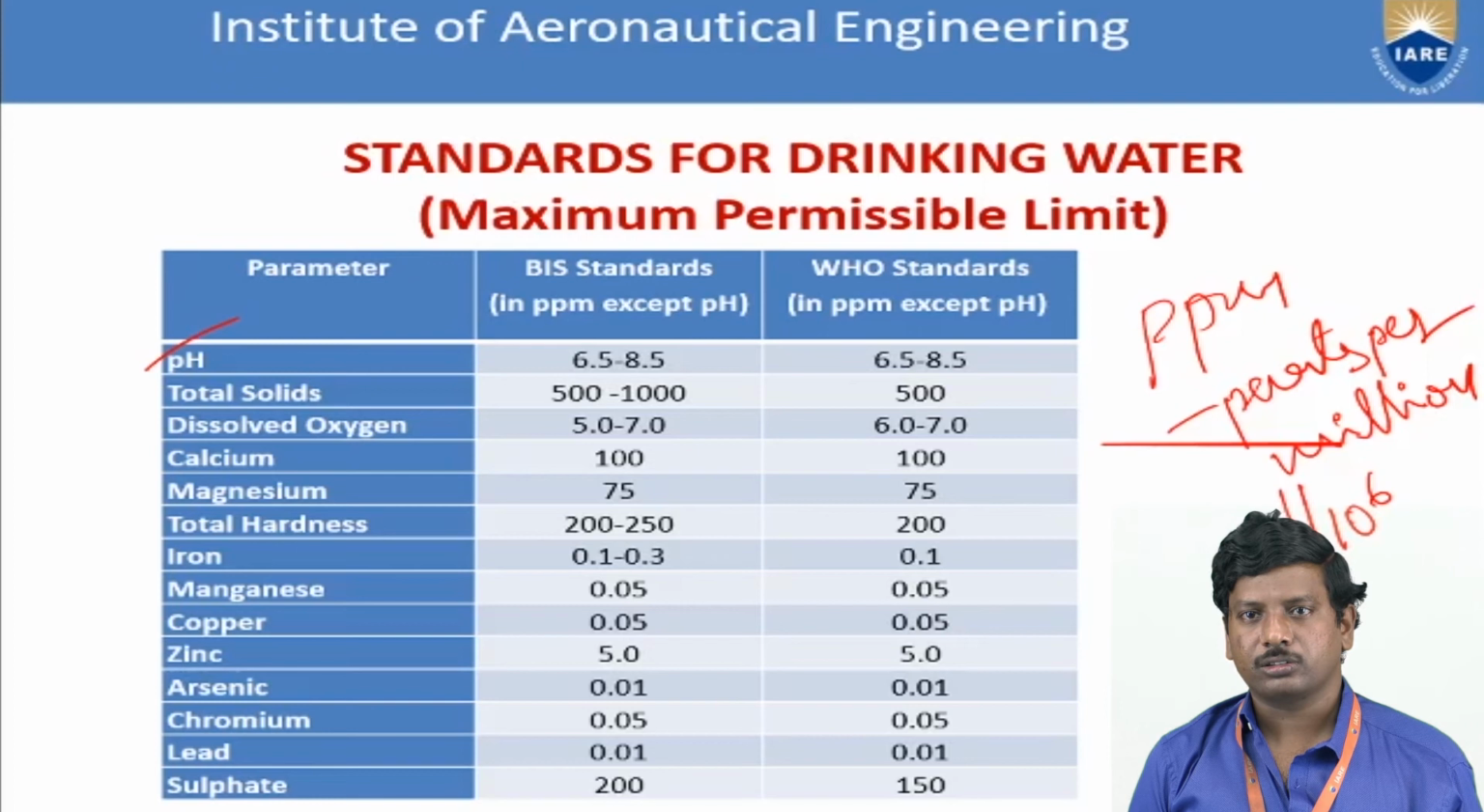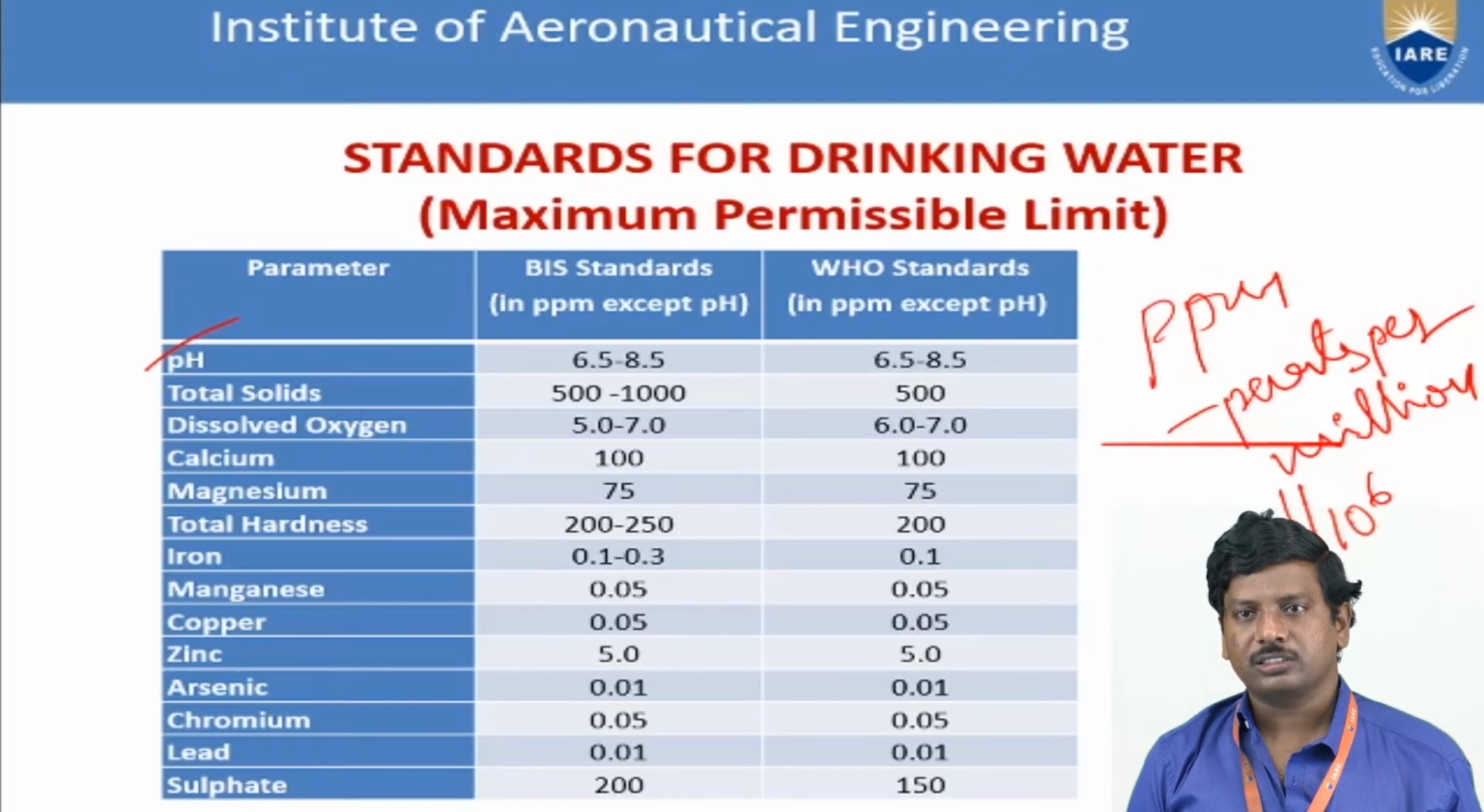Total hardness is very important for drinking purposes. According to BIS it is 200 to 250 ppm. According to WHO standards, it is only 200 ppm. Next one is iron. Iron is mainly applicable to the blood growth in the human body. It lies at 0.1 to 0.3 ppm, whereas the WHO standard is 0.1 ppm.